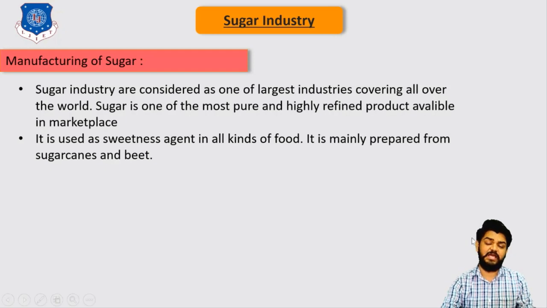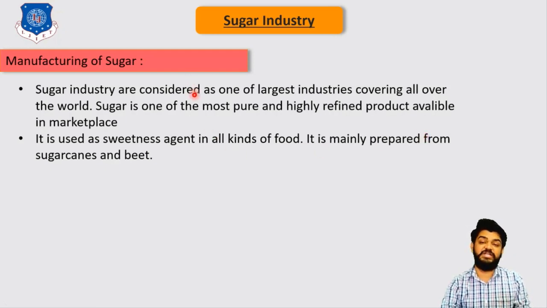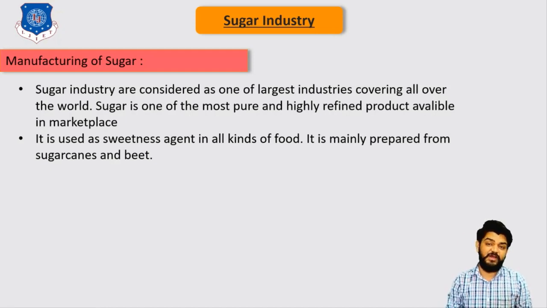As you can see here, the sugar industry is considered one of the largest industries worldwide. Sugar is one of the most purified products in the marketplace, and it is mainly responsible for all kinds of sweetness in foods. So one natural question arises: from what raw material is this sugar manufactured? Well, sugar is manufactured from sugarcane, right? That you have seen in the summer season.